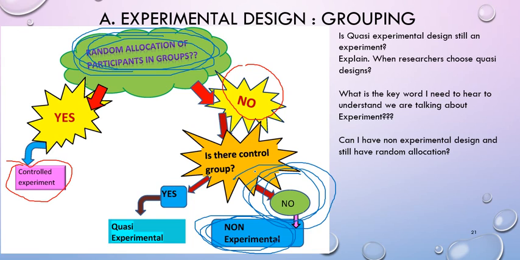Last question, which we're going to discuss in the class. Can I have a non-experimental design and still have random allocation? Be careful of the words. Can I have a non-experimental design and still have random allocation? Allocation, not selection. Okay, I think you got it.